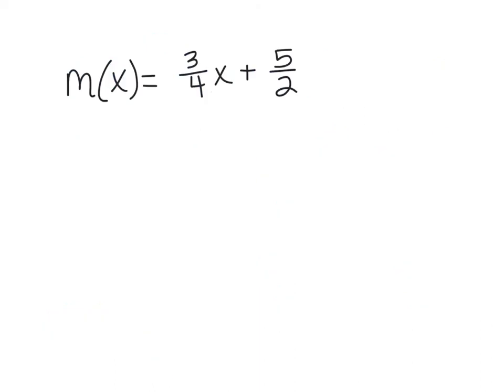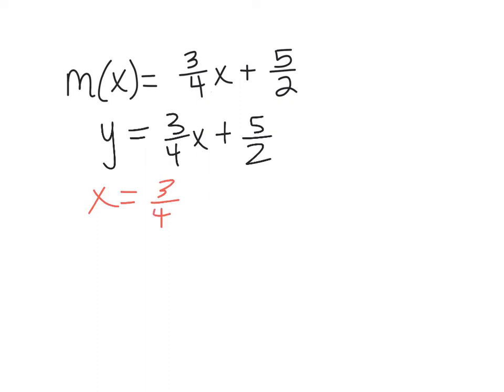Okay, let's do one more. If I have m of x equals 3/4 x plus 5 halves. Again, you can rewrite it as y equals 3/4 x plus 5 halves. Next step, you can do it using the verbal description I did, or I'll just solve it the other way. Swap your x and your y. So I'm going to put 3/4 y plus 5 halves.